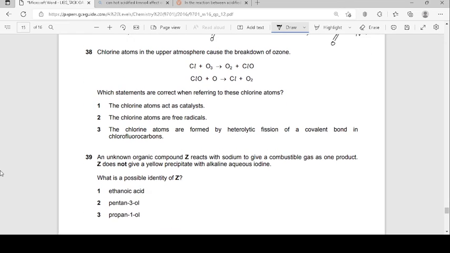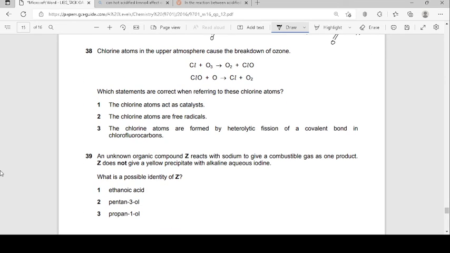Alright. Now, chlorine atoms in the upper atmosphere cause the breakdown of ozone, and why is that? It is because of the chlorine free radicals that you get, right? Free radicals are very reactive, as we know. Now, how are free radicals formed? They're formed from homolytic fission, right? So, which statements are correct when referring to these chlorine atoms? The chlorine atom is an excellent catalyst. Well, here I have chlorine and here I have chlorine, so by the end of the two reactions, this remained unchanged, so that's right. The chlorine atoms are free radicals, as I mentioned. Yes, they are. Chlorine atoms are formed by heterolytic fission. No, they're formed by homolytic fission, as I also mentioned. So for the covalent bond in chlorofluorocarbons, my answer is B.